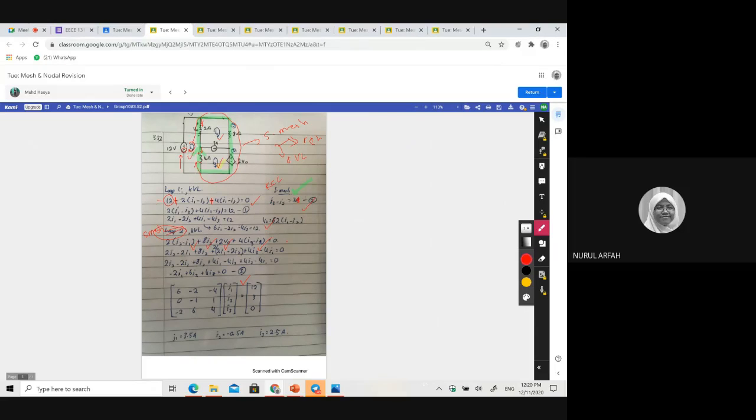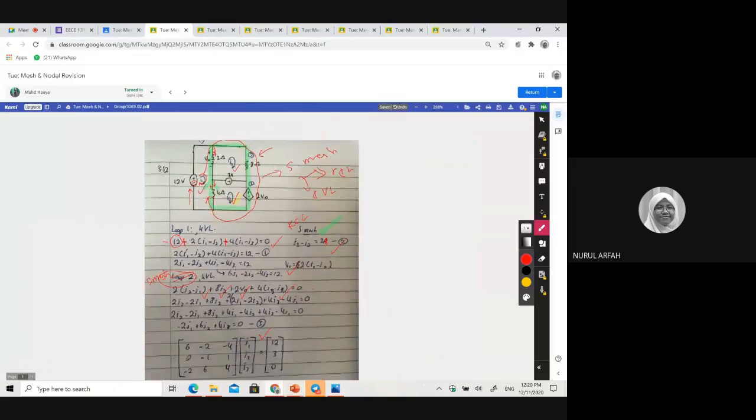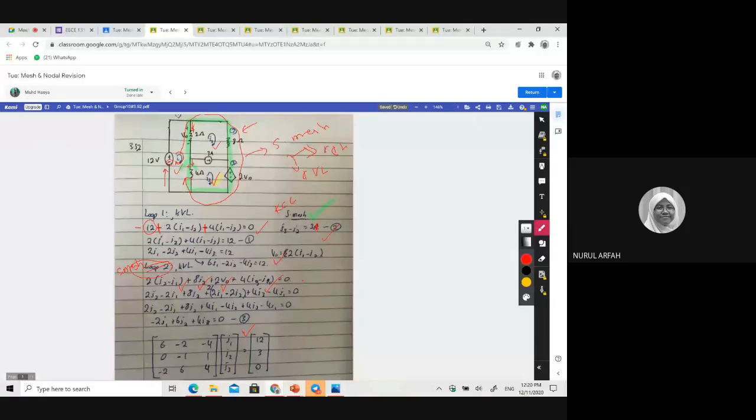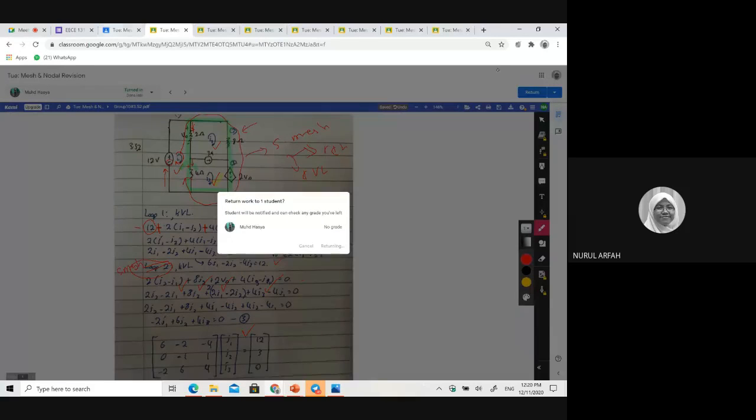Four and 12. Yes. Yes, the answer is correct. Okay, but please draw the boundary. Only this part is wrong. Okay, very good.